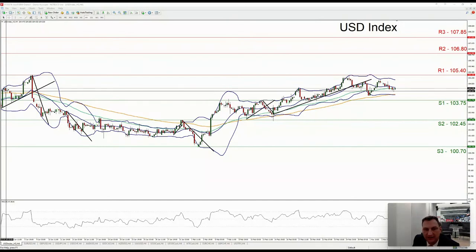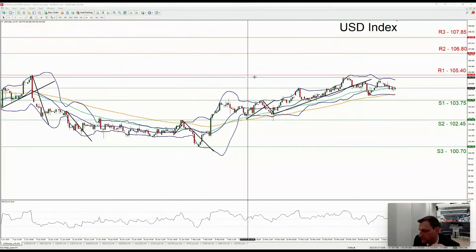Also, mind you that the release as such could have ripple effects also on gold as well as US stock markets. Now back to the technical analysis part of the presentation.